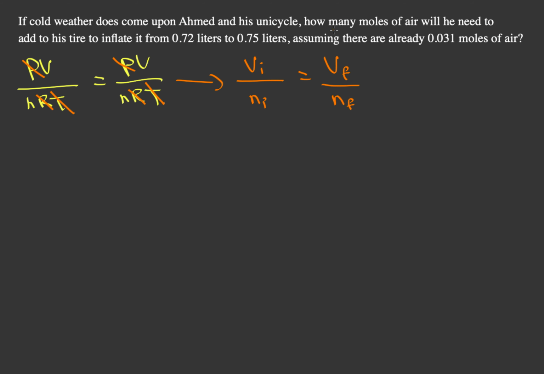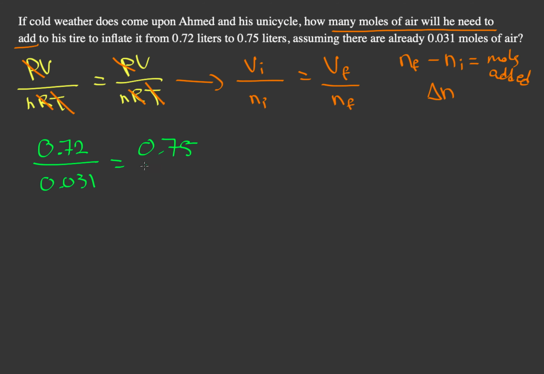Now, if you look, it says how many moles of air will he need to add. So we're looking at what our final is minus what our initial is will give us the moles added, right? This is the change in moles, essentially, is what we're trying to find. So keep that in mind when we solve this. So as we plug in, our volume initial is 0.72 over our moles initial, which is 0.031, is equal to our volume final, which is 0.75, over our moles final, which is NF. Now, if we solve for moles final, we get 0.03229.